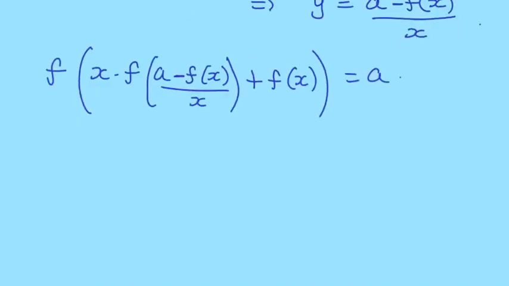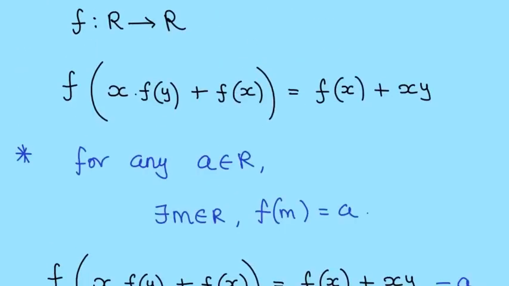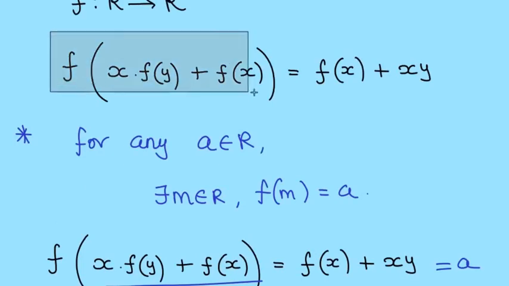So for any value a, we can form this expression by choosing any non-zero x value. That means for any real number a, we can find a real number m, given by this expression, such that f(m) = a. Therefore this function is surjective. This is the first observation I want to make. Let us proceed to the solution.